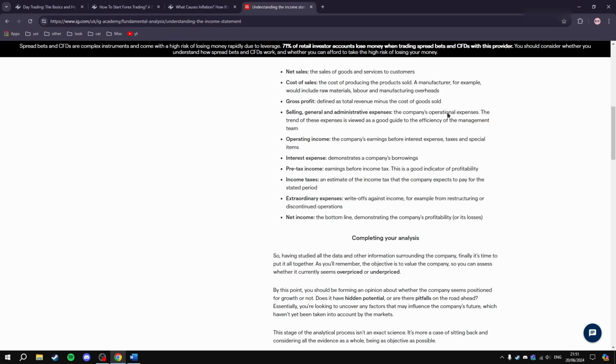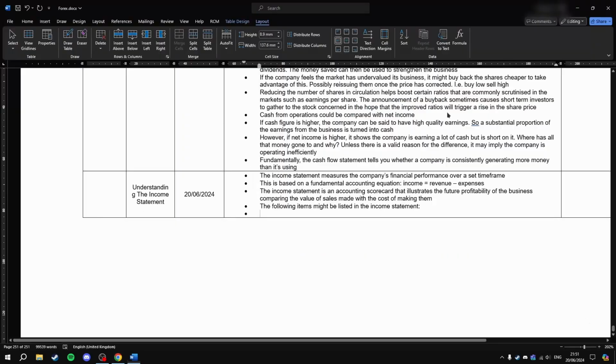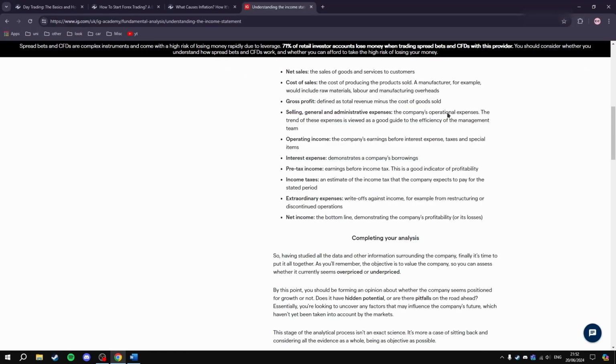So net sales, the sales of goods and services to customers. Cost of sales, the cost of producing the products sold. A manufacturer, for example, would include raw materials, labor, and manufacturing overheads.